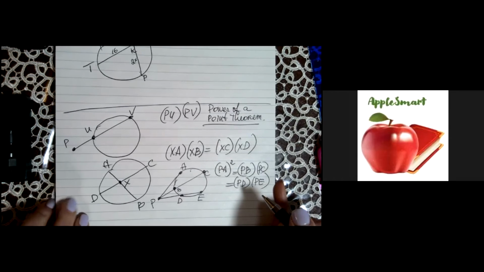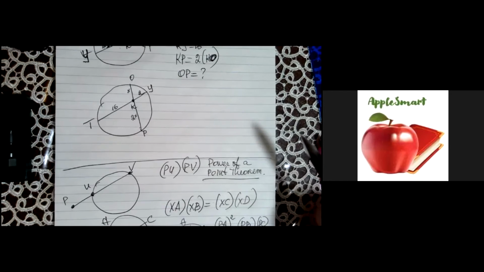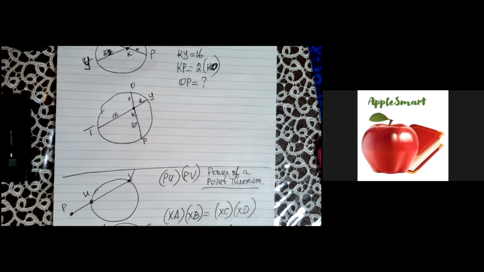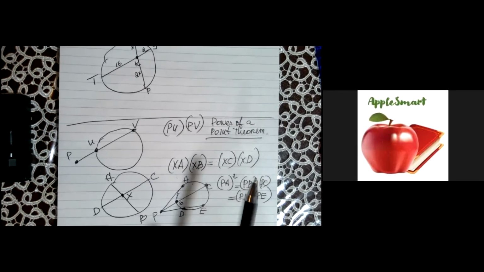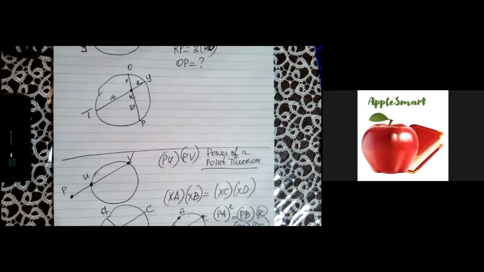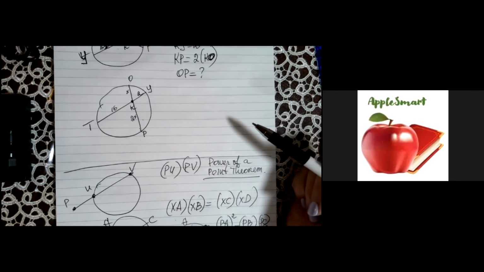So now, using that fact, if we're coming back here, how can I apply this power of a point theorem in my case here? What can I say? Using this, look at that. This is exactly what we have here, right? We're saying that XA times XB will be the same as XC times XD. If so, how can I apply it here? What equation can I set up now? Can anybody help me?